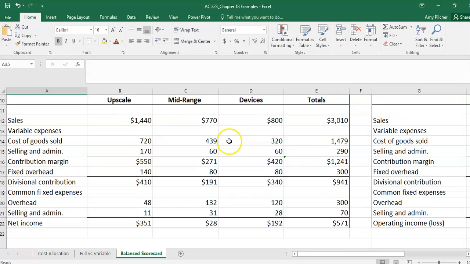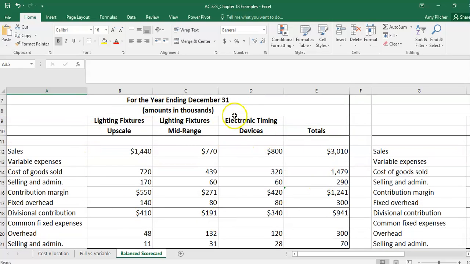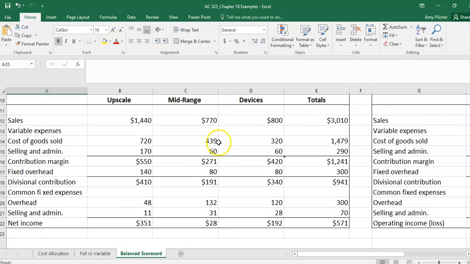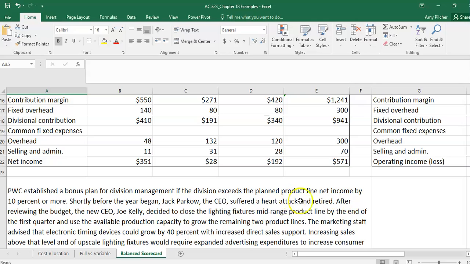but we have some information here now for the previous year. This is our budget for the year. And we find out that during the year we have a new CEO. So we normally give our managers bonuses based on any planned product line net income by 10%. So if they exceed what our budget was by 10%.